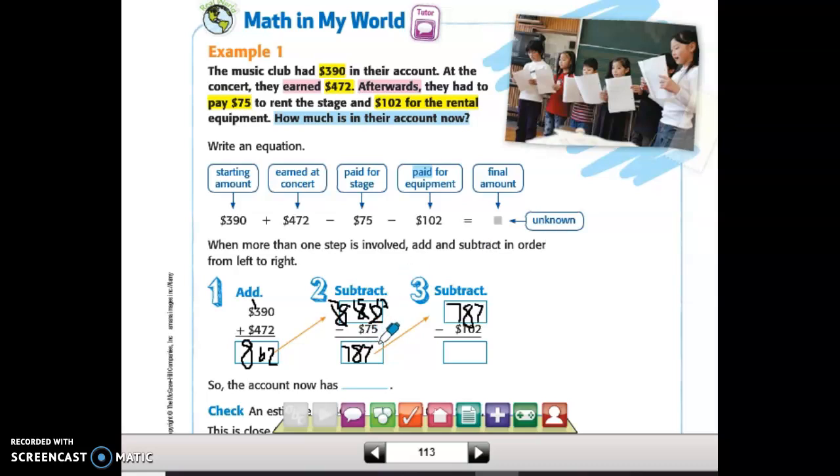And I took my 787, that was my answer for my first subtraction, and put it up top for my last subtraction. And this is nice because there's not as much regrouping. There's not any regrouping. 7 minus 2 is 5. 8 minus 0 is 8. And 7 minus 1 is 6. So the account now has $685 after all those things have happened.